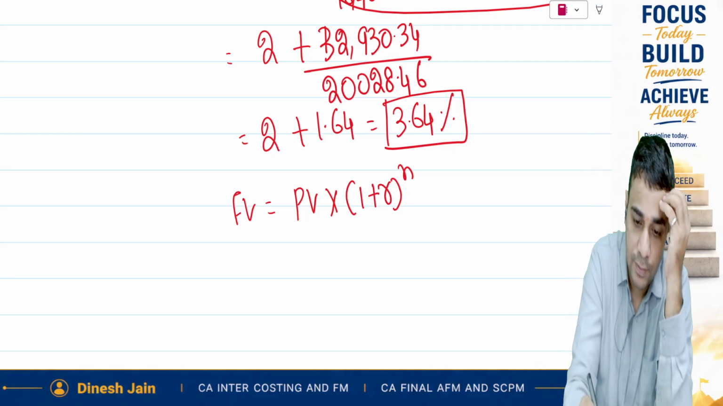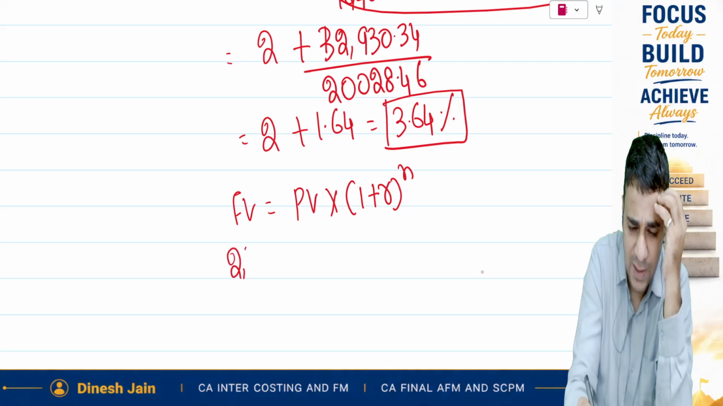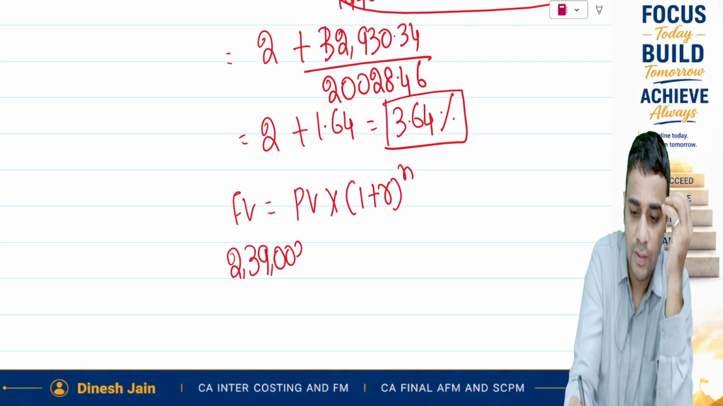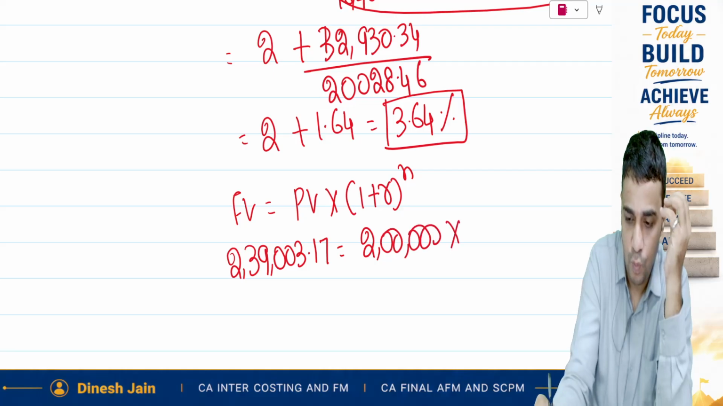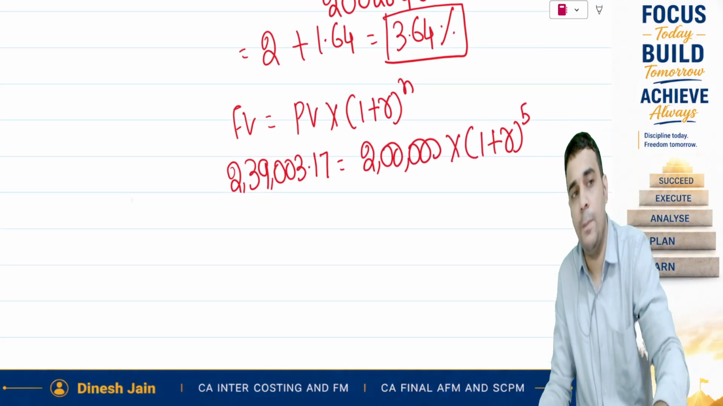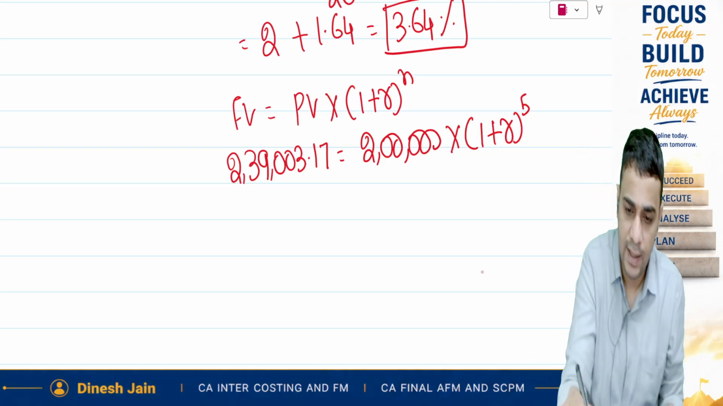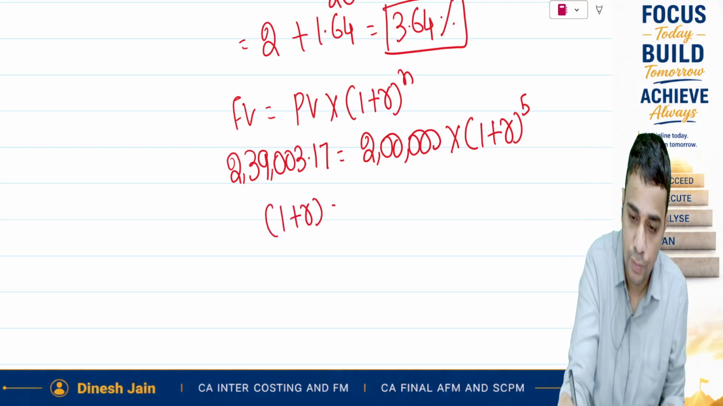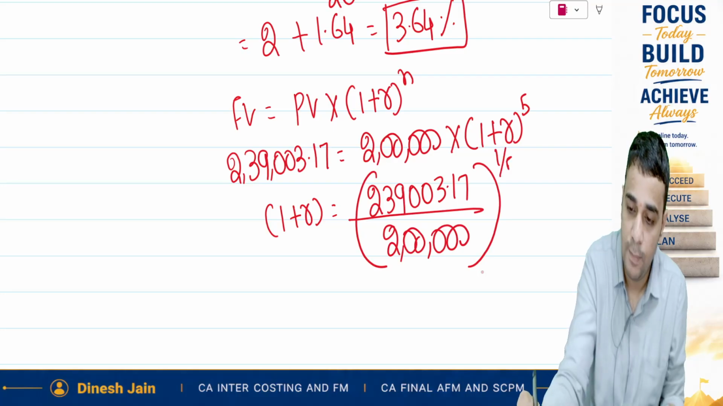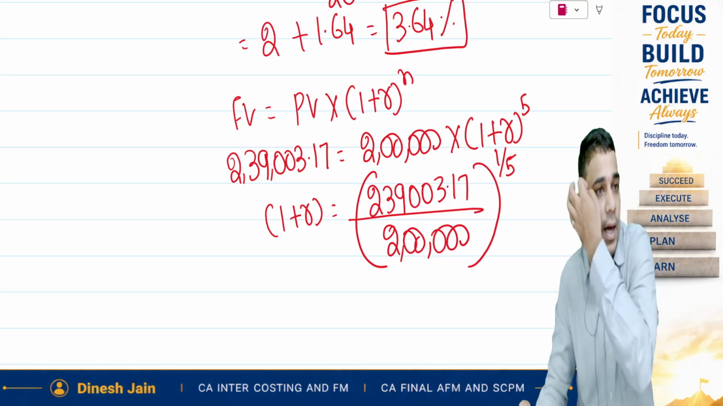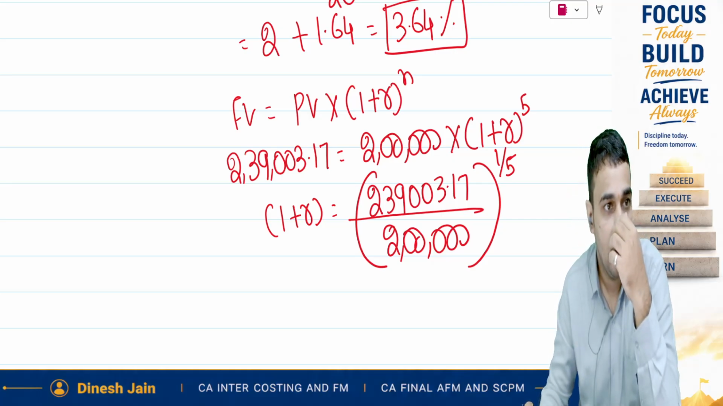What money we get back? Keep participating, guys. 239. What money did we invest? 2 lakh. 1 plus r power 5. I can ultimately say 1 plus r is equal to 239 divided by what? 2 lakh. And if it goes to the other side, it will become 1 by 5. Mathematically, when it goes to the other side, it will become 1 by 5.